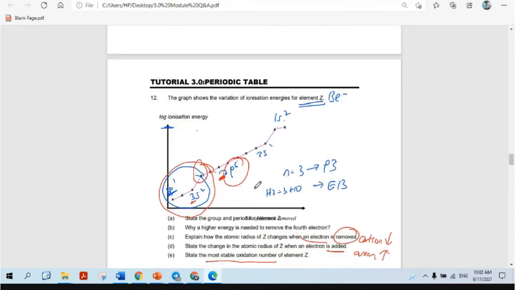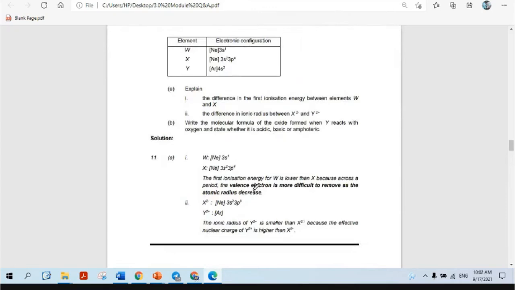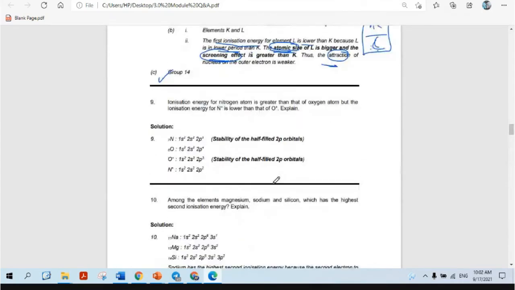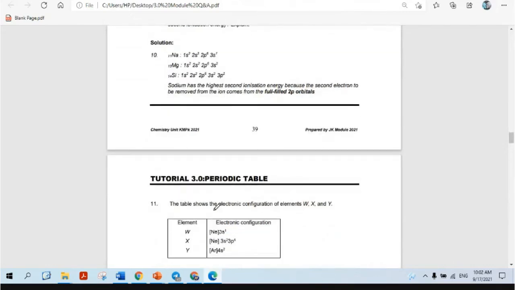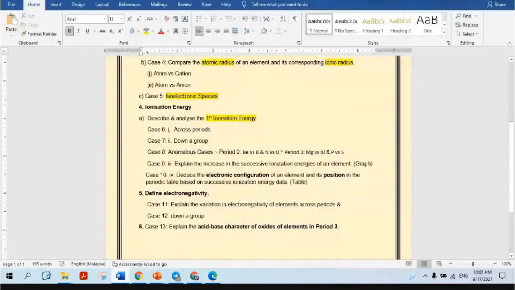Okay. So what happened to question 11, 10, 9, 10, 11? Okay, this one is related with the anomalous cases, period 2. There are 2 cases, beryllium versus boron and nitrogen versus oxygen. Same thing happened for period 3, magnesium versus aluminium and phosphorus versus sulfur. So let's check what happened.